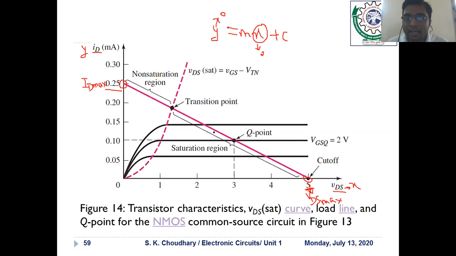Because this straight line depends upon the load resistor. Here the load resistor is RD. How does it depend upon the load resistance? If you see the slope of this particular load line, as per the equation, it is minus 1 upon RD. So here the negative sign indicates that the slope is greater than 90 degree. That is easily visible on the diagram. It is nearly 135 degree. So it is greater than 90 degree. That's why it is negative.